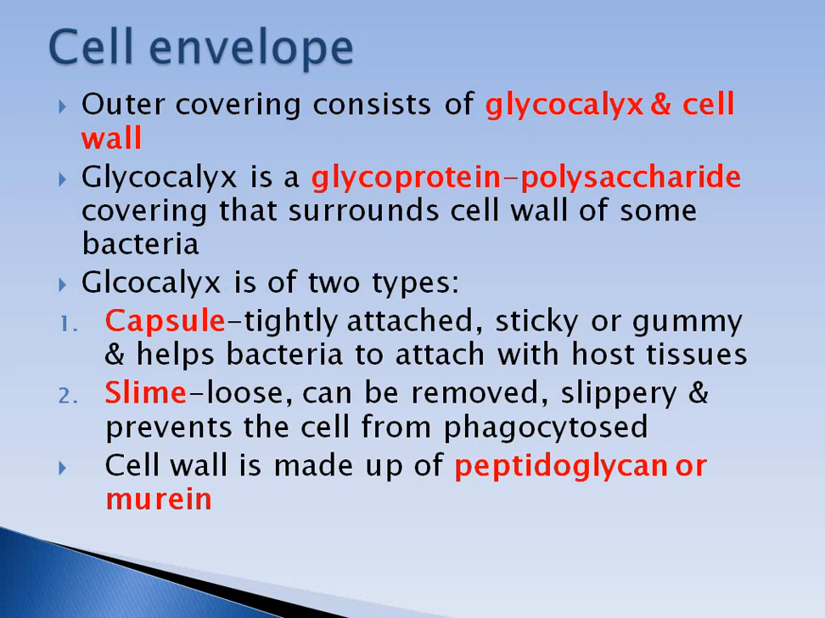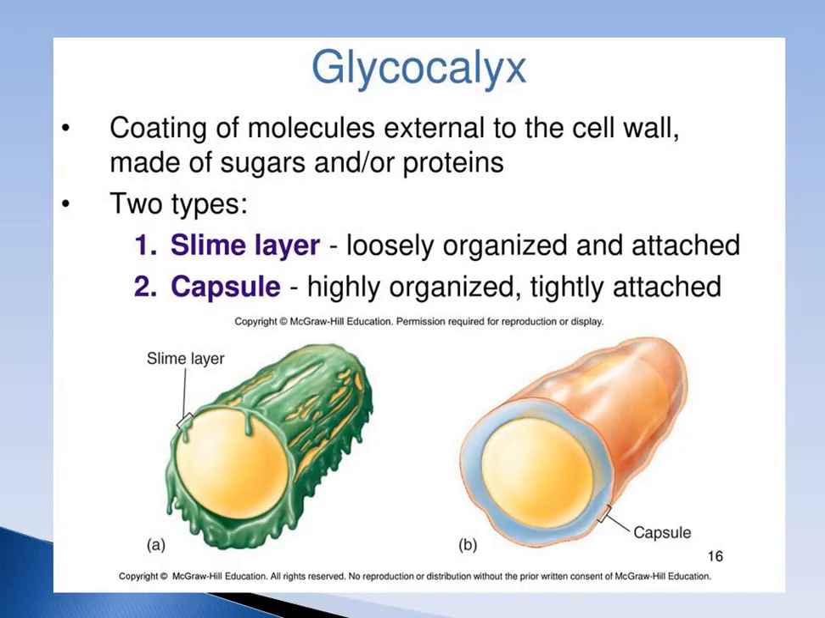And the cell wall, that is the second part of the cell envelope. It is made up of a complex or a large molecule that is called peptidoglycan or murein. What is the structure? What is peptidoglycan? We will do that in the chapter of prokaryotes. There are some bacterial cells which are without cell wall, or they lack cell wall. These bacteria are called mycoplasma.